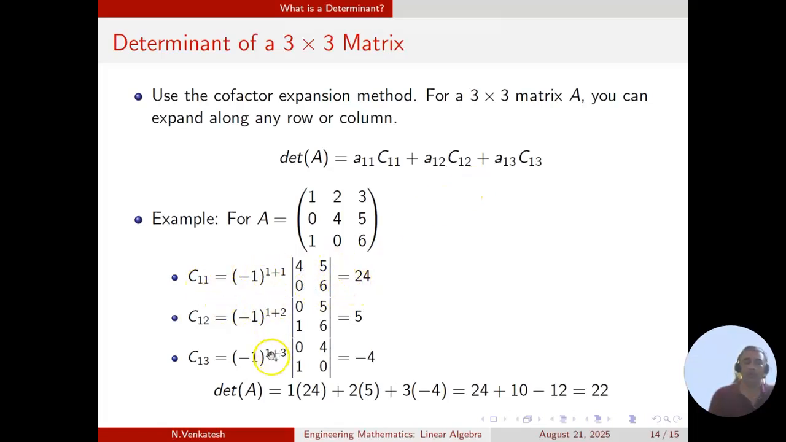Similarly, you can find the cofactor for the remaining elements. For the second element, you remove the first row and the second column, then you will get a submatrix 0, 5, 1, 6. For that you find out the determinant and add a sign factor, that is minus 1 power 1 plus 2. Then if you use this cofactor expansion method, just multiply with that respective element for that row, then you will get the determinant.